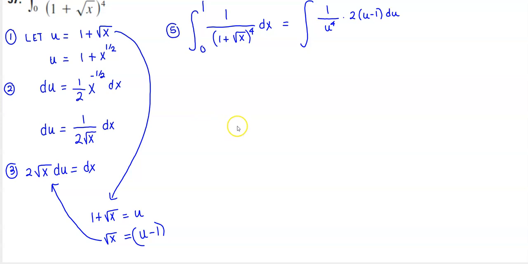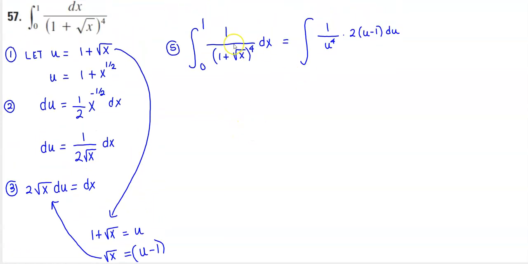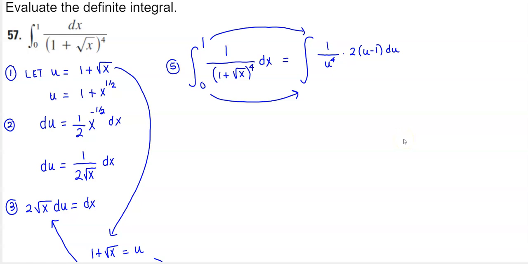Okay, so now we need to determine the upper and lower bounds according to what we defined u to be. We know that u is equal to 1 plus the square root of x. So for the upper bound, this would be 1 plus the square root of 1, and for the lower bound, u is equal to 1 plus the square root of 0. Now let's apply that. 1 plus the square root of 1 is 1 plus 1, which is 2. 1 plus the square root of 0 is 1 plus 0, which is 1.